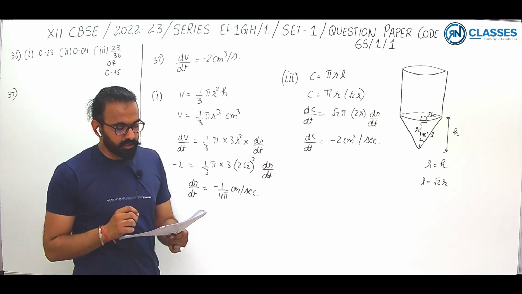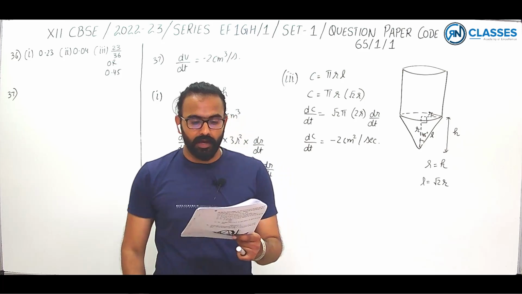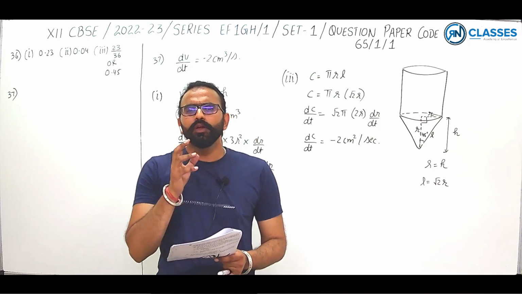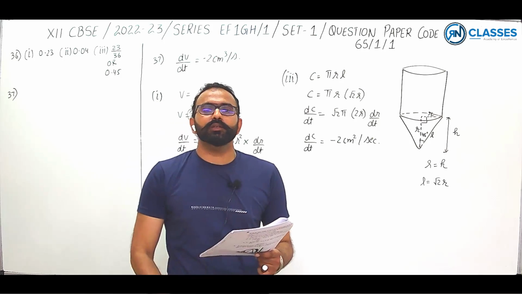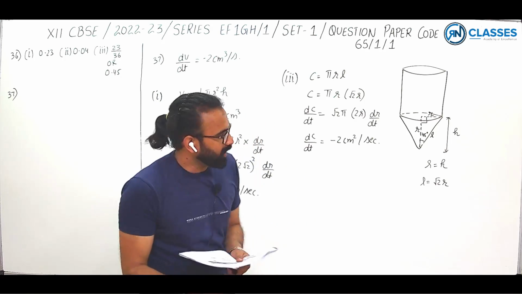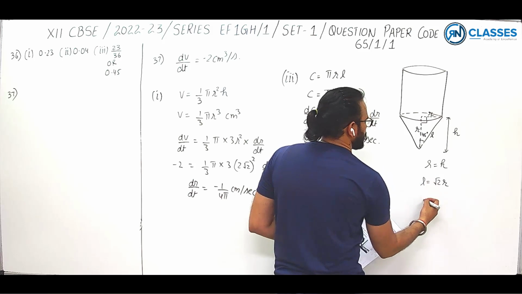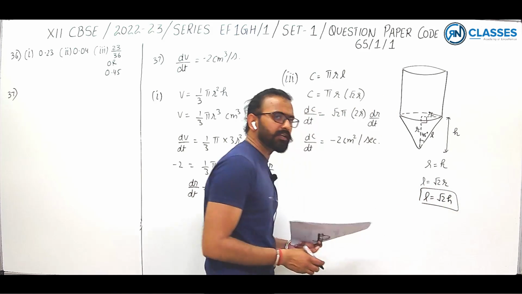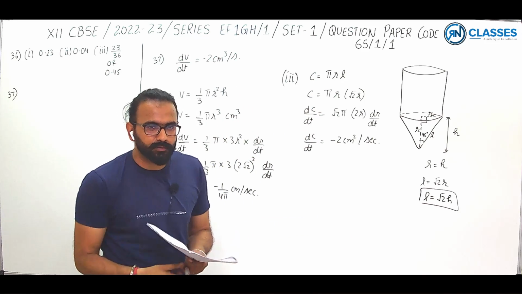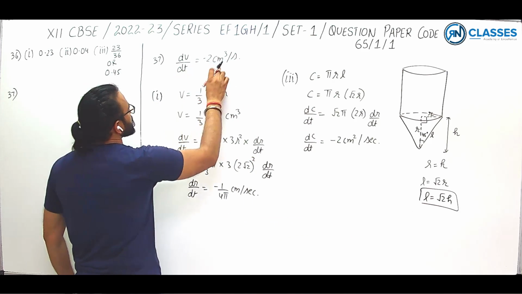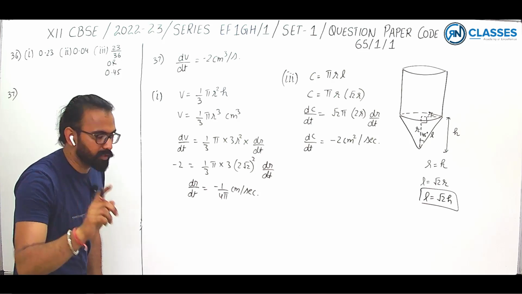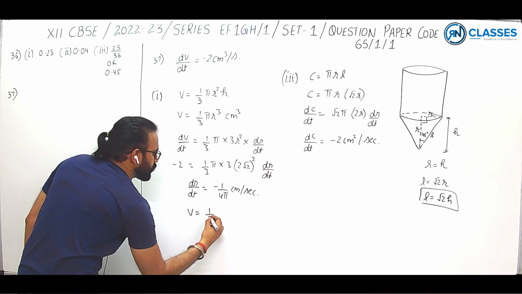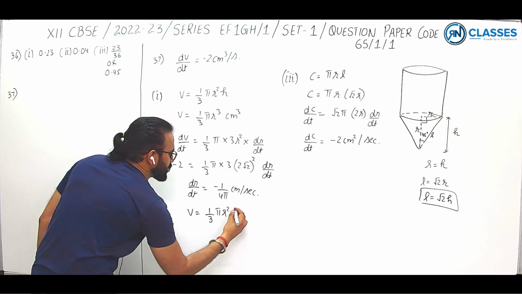Now the choice part is to find the rate of change of height h at an instant when slant height is 4 centimeter. For that we need a relation between slant height and h, and from these two relations L will be equal to root 2 times h. And of course the rate of change of volume is fixed, meaning dV by dt is -2 centimeter cube per second. This was already given to us.